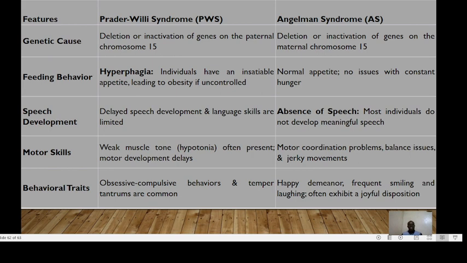And that's the difference. Finally, Prader-Willi syndrome is related to the paternal side, while Angelman is related to the maternal chromosome number 15. Okay, correct, guys.